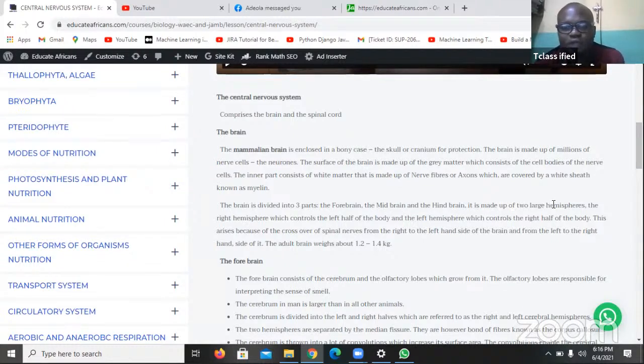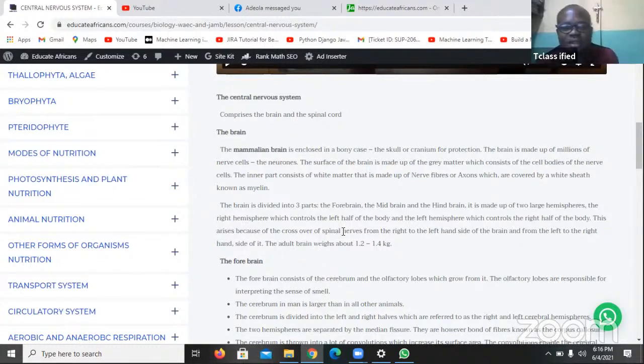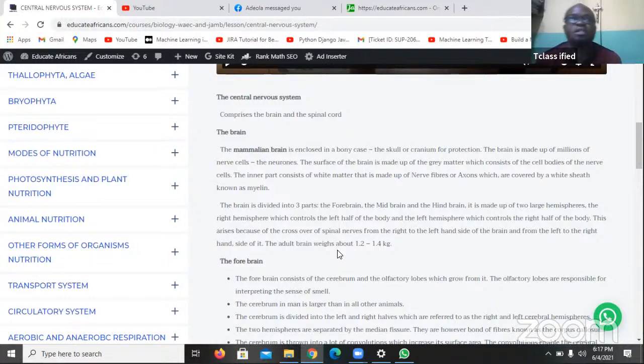It is made up of two large hemispheres. The right hemisphere controls the left part of the body, and the left hemisphere controls the right half of the body. This arises because of the crossover of spinal nerves from the right to the left-hand side of the brain. The adult brain weighs about 1.2 to 1.4 kg. So that is the normal weight of the adult brain, 1.2 to 1.4 kg.